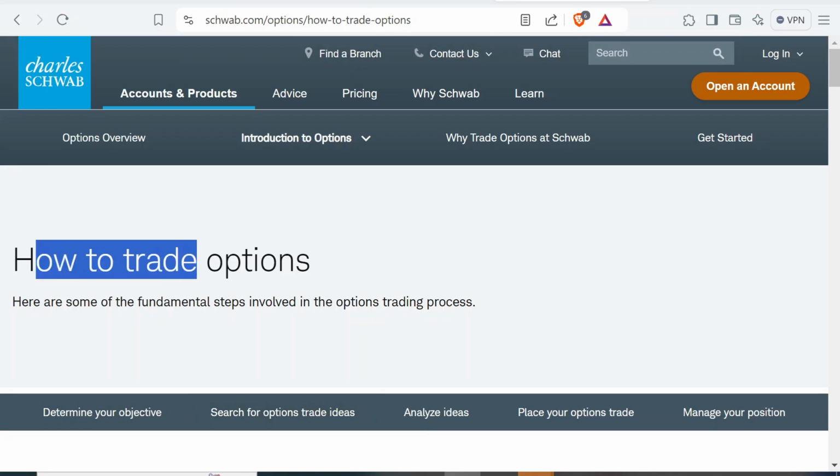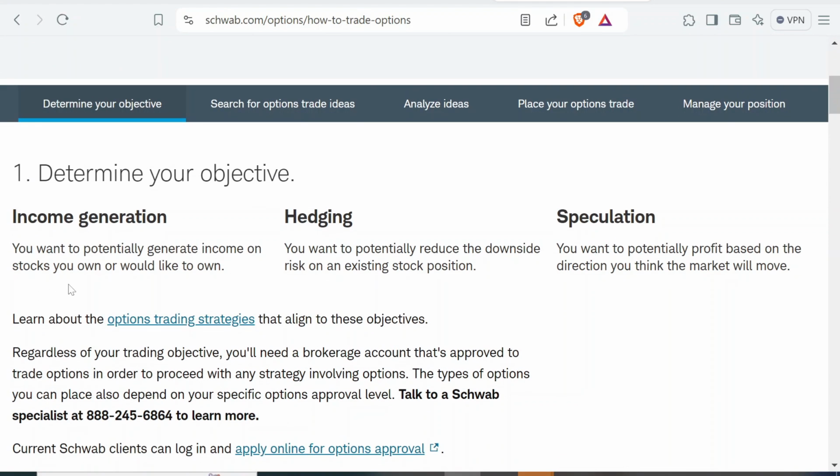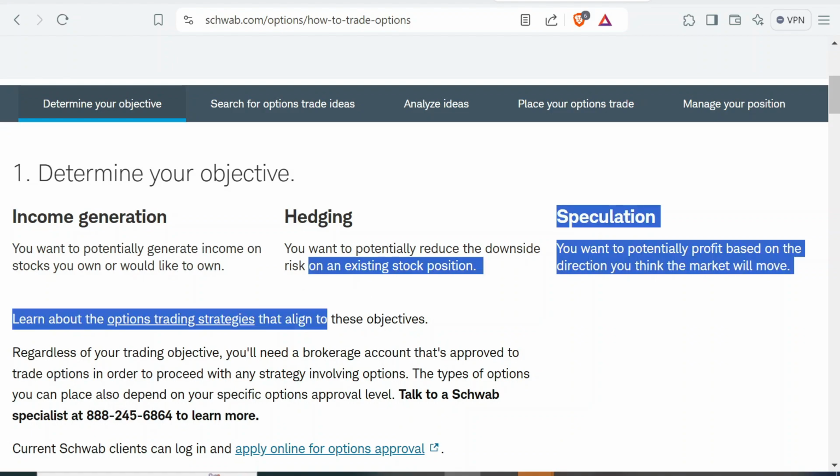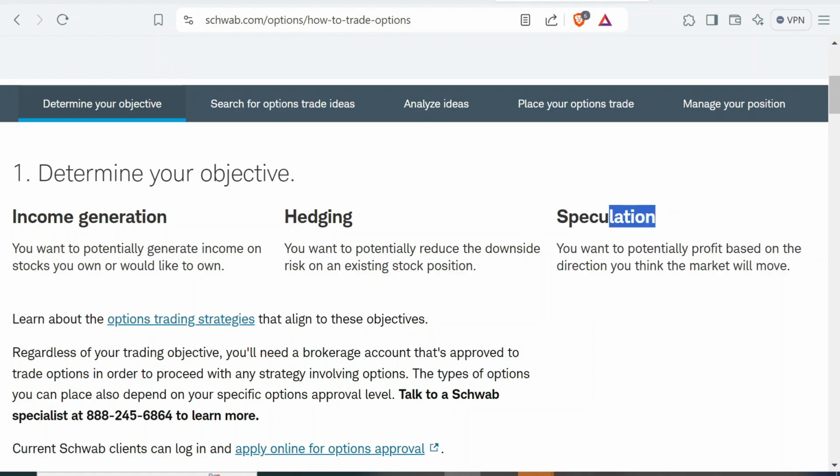So this is how to trade options in Schwab. First, you're going to determine your objective, whether it's income generation, hedging, or speculation. Income generation is when you want to potentially generate income on stocks you want or would like to own. Hedging is when you want to potentially reduce the downside risk on an existing stock position. Speculation is when you want to potentially profit based on the direction you think the market will move.